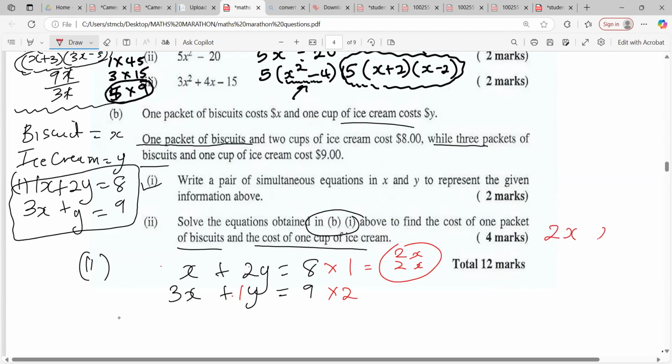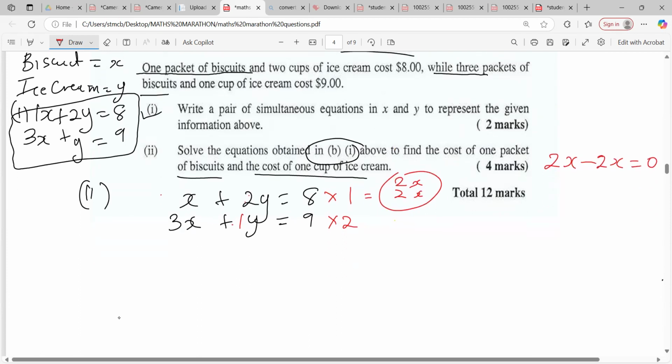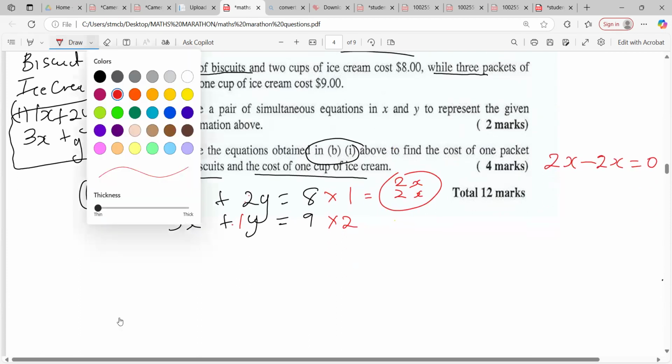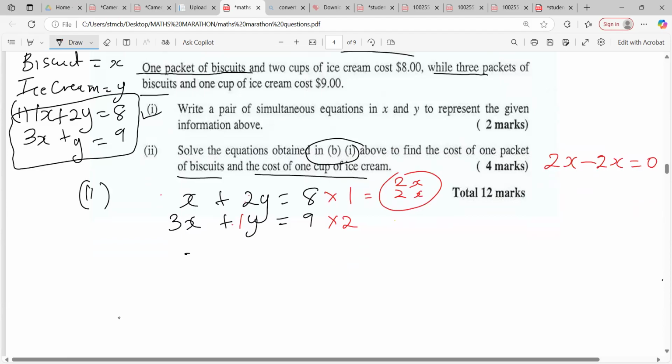If you have 2y and 2y and you want that to be 0, would you add or minus? Minus, right? Because 2y minus 2y. So that's what we're going to do after we multiply. So we can multiply first. All right, so 1 times anything is the anything. So 1 times x is x. 1 times 2y is 2y. 1 times 8 is 8. Finish with that.